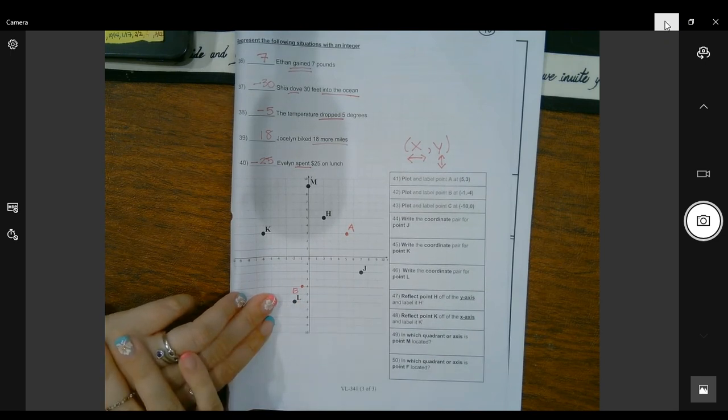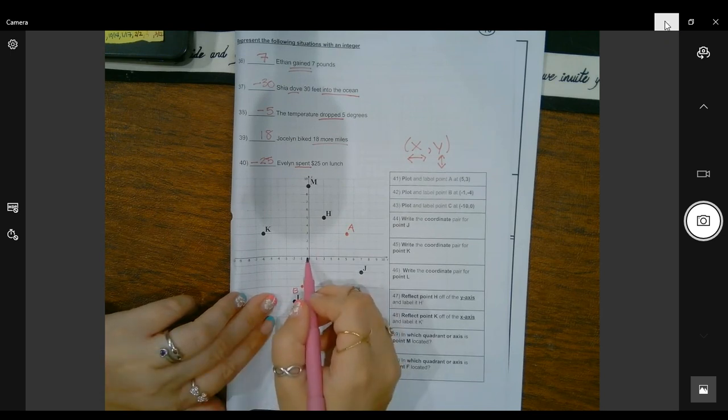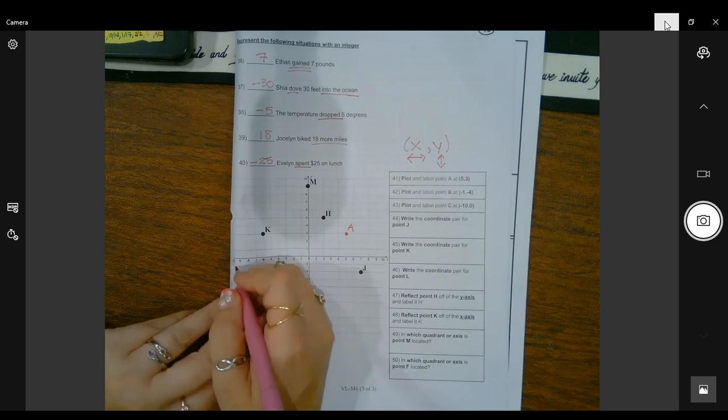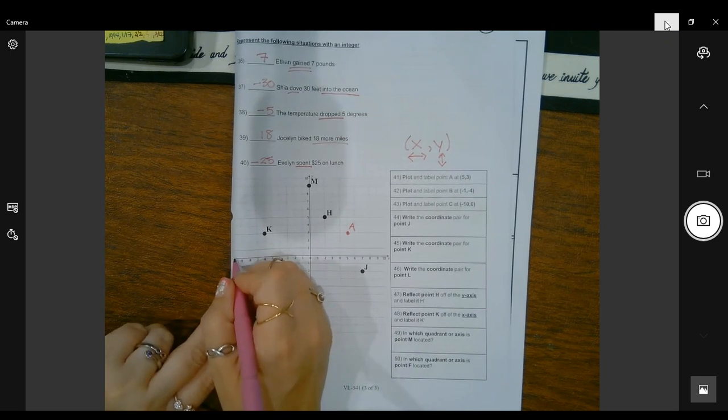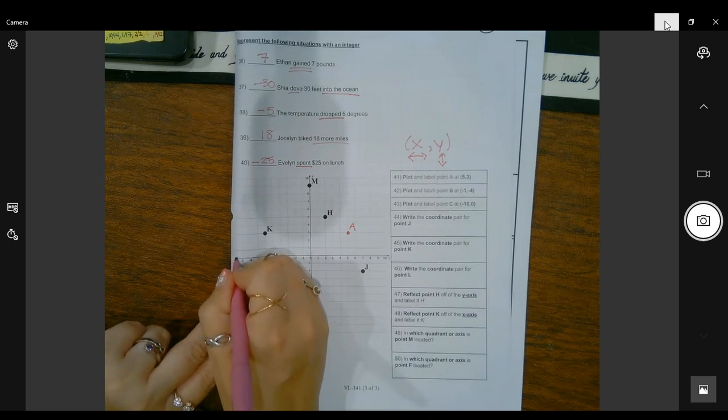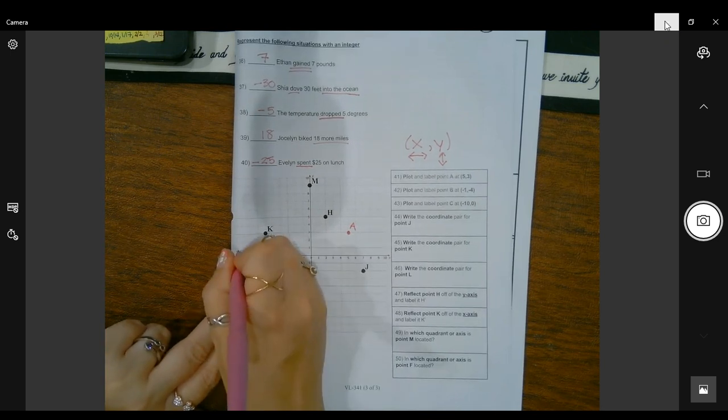The next one says plot and label point C at -10, 0. Which direction should I go -10? Yes, remember it's right or left, and negative is left. So I'm going to go left 10, and then 0. What does that mean? Well, the second number is up or down, and it says 0, so I don't move up or down anything. That's right here, which is point C.